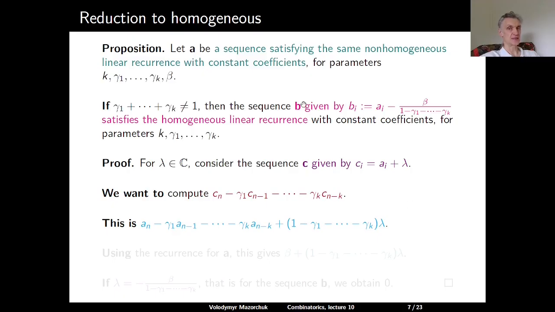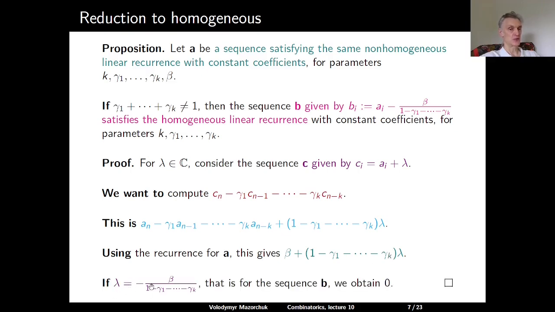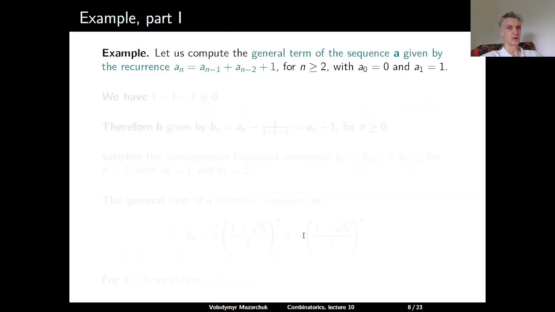Since we know that A satisfies a non-homogeneous recurrence, the collection of the first terms just gives beta, and so we get beta plus lambda times 1 minus the sum of all gammas. In particular, if lambda is given to be minus beta divided by 1 minus the sum of all gammas, we obtain 0, which means exactly that C, for this particular lambda, satisfies the homogeneous recurrence. And that's exactly what we wanted to prove. Here's an example.